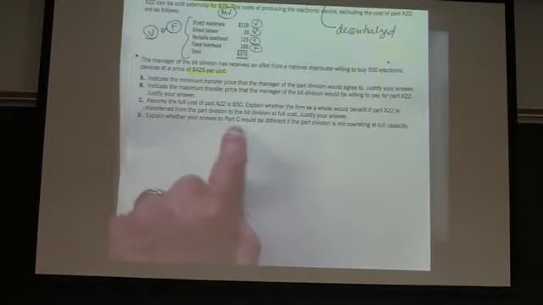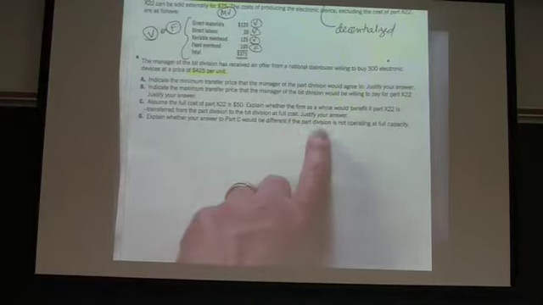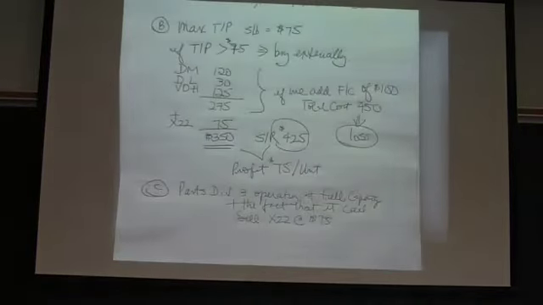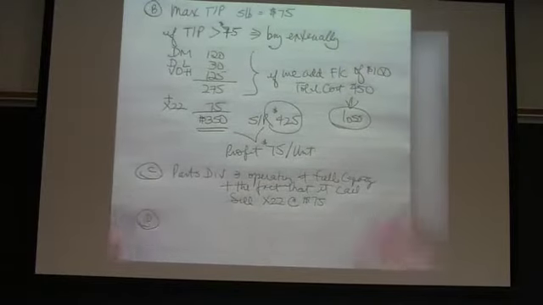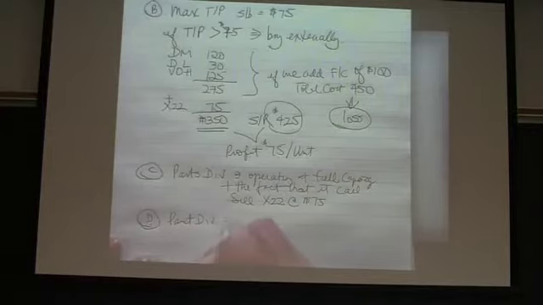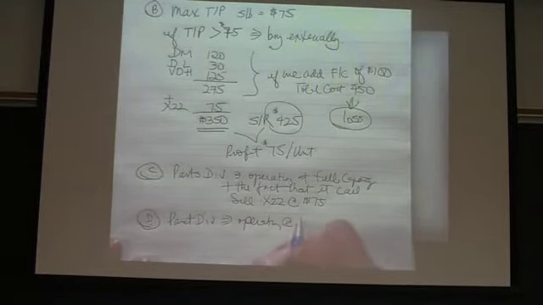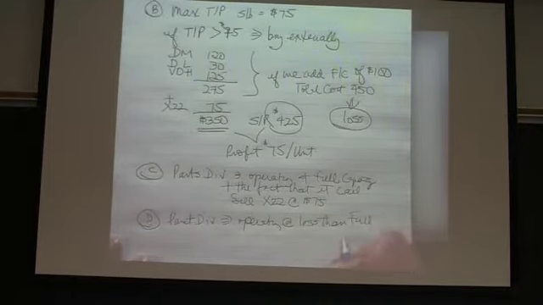Now, the last part says, explain whether your answer in C would be indifferent if the parts division is not operating at full capacity. So this is part D. And the answer, if the parts division is operating at less than full capacity, what would happen? It would be beneficial for the company to transfer at full cost.